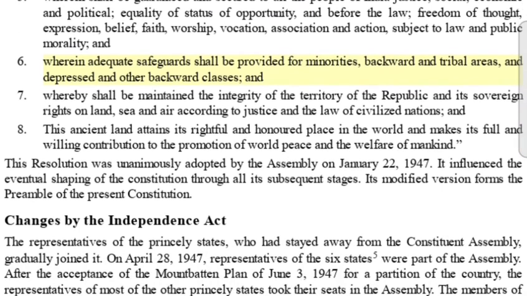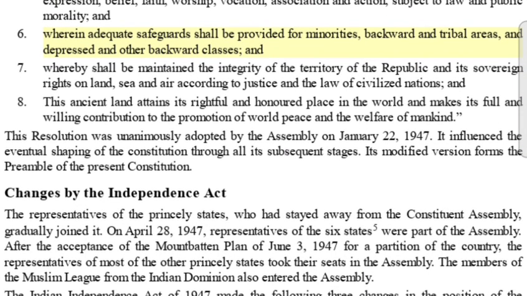and tribal areas, and depressed and other backward classes, and whereby shall be maintained the integrity of the territory of the Republic and its sovereign rights on land, sea and air according to justice and the law of civilized nations, and this ancient land attains its rightful and honored place in the world and makes its full and willing contribution to the promotion of world peace and the welfare of mankind.